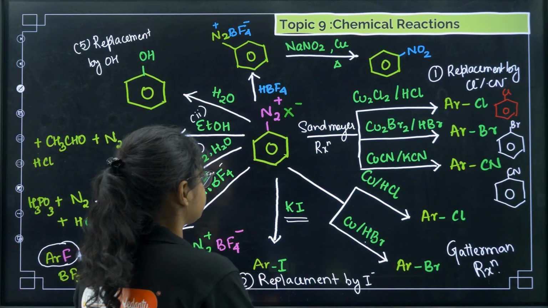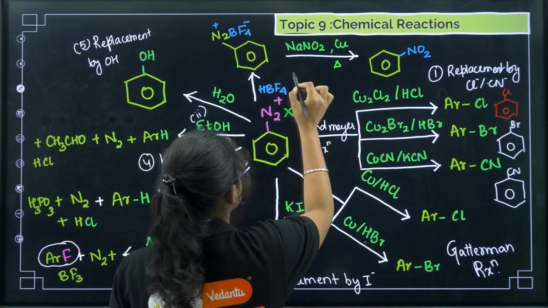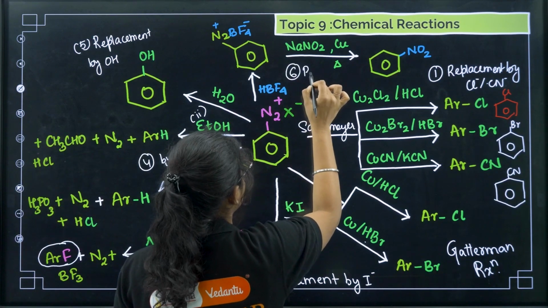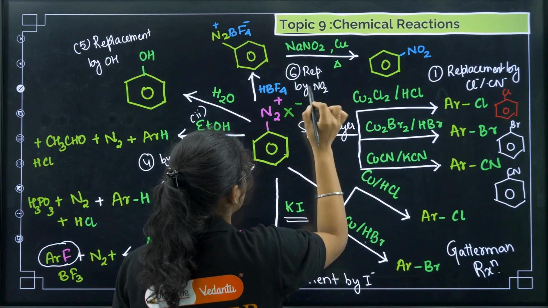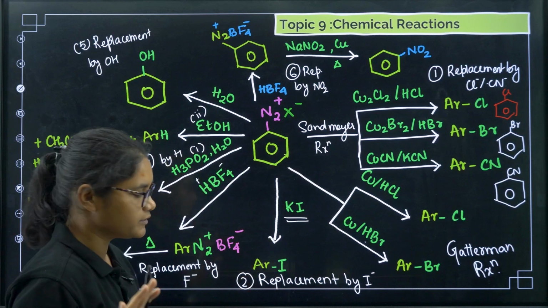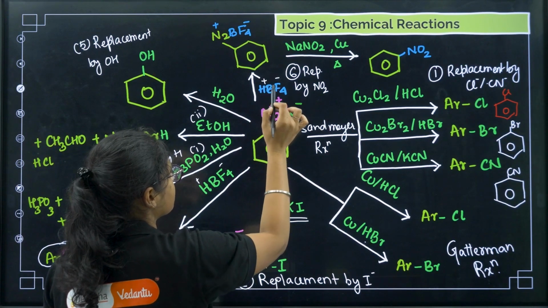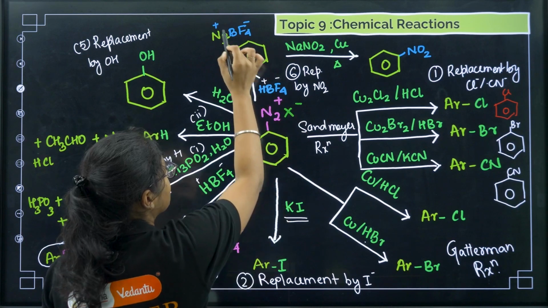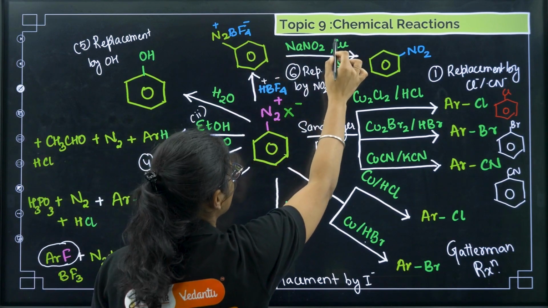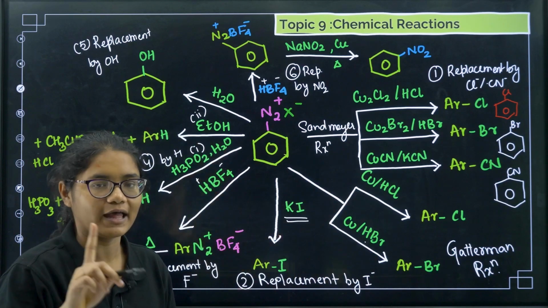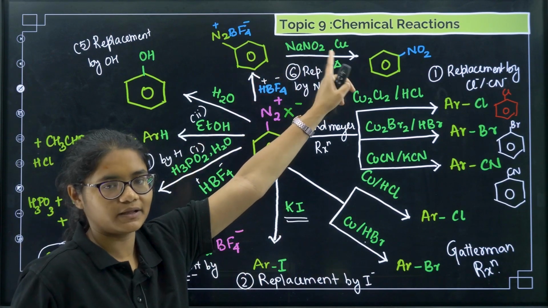Next, coming to replacement by nitro group. This is again a little complicated. So the sixth one is replacement by NO2 group. Here first you treat it with HBF4, which we have already seen. N2+ will take BF4- and we get a salt. Now after this you treat it with NaNO2 and copper, and then heat it.